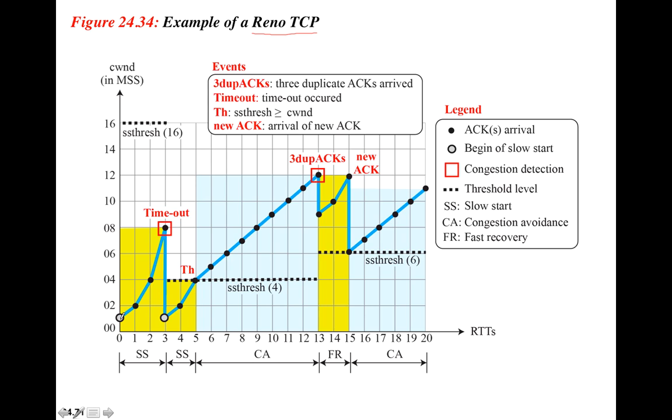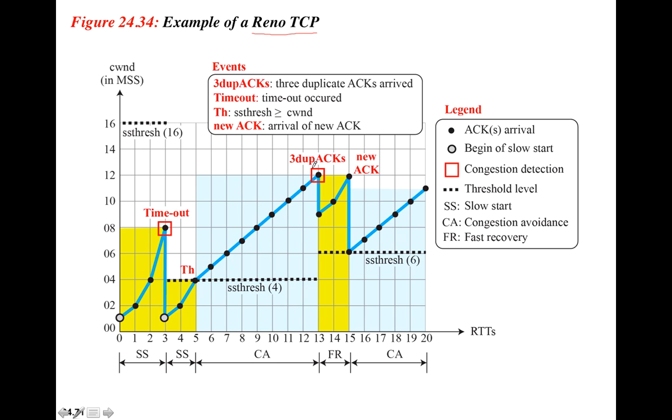In Reno TCP, you start at 1, 2, 4, 8. A similar scenario. So the original threshold was at 16, but at 8 we experienced a timeout. Because it's a timeout, we have not received the acknowledgement even after waiting for the retransmission timeout period. So we bring down the congestion window to 1. We halve the size of the slow start threshold to 4, and we go 1, 2, 4, and additive increase.